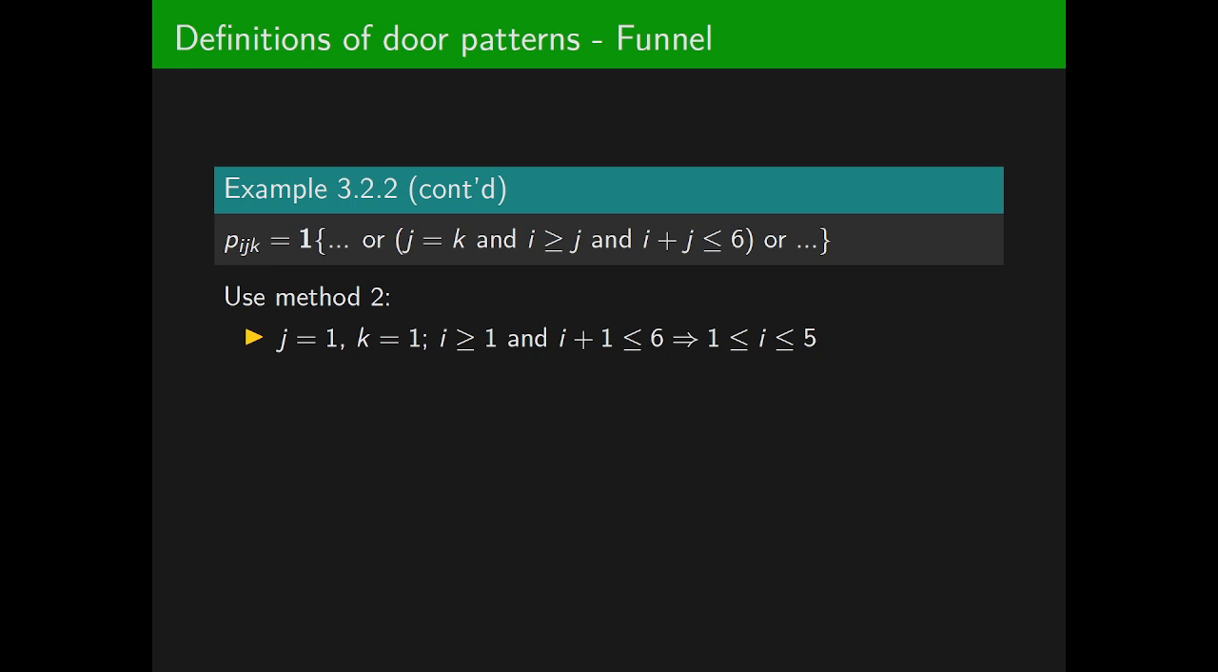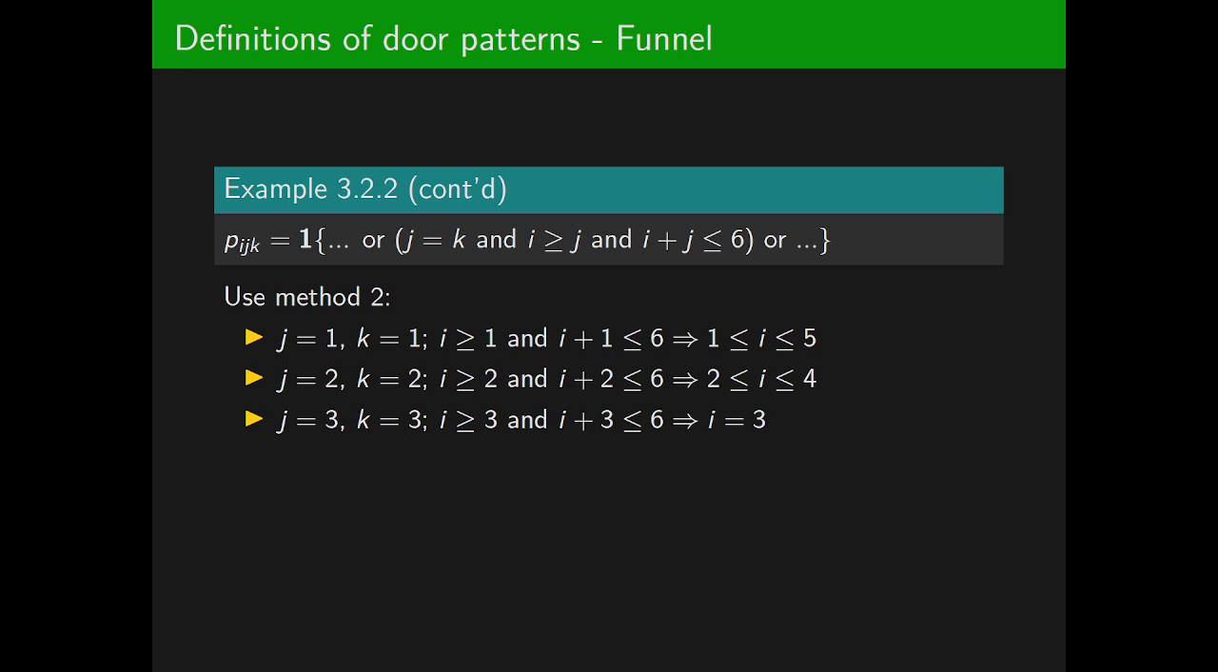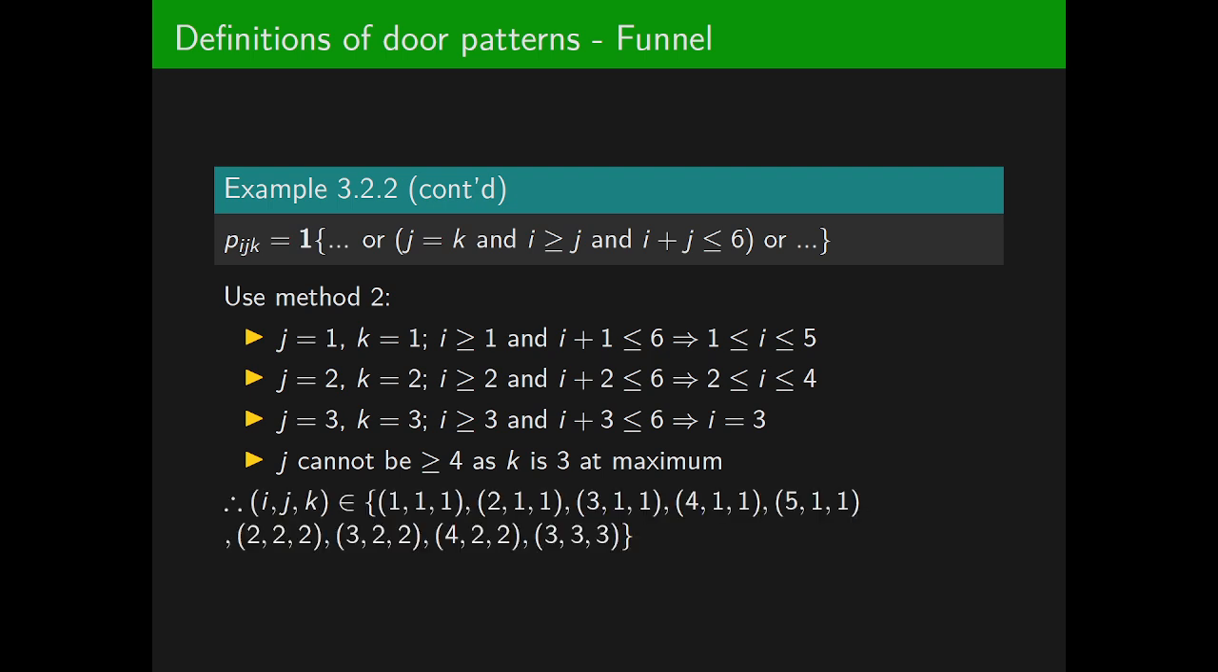Third indicator. This time it is better for us to fix j and then permutate I. J equals 1, k equals 1, plug in the values for j. I would be between 1 and 5. J equals 2, k equals 2, I would be between 2 and 4 inclusive. J equals 3, k equals 3, I can only be equal to 3. J cannot be larger than or equal to 4 because k is at maximum 3. So that is the set of ijk in D such that the indicator is true, this part at least.